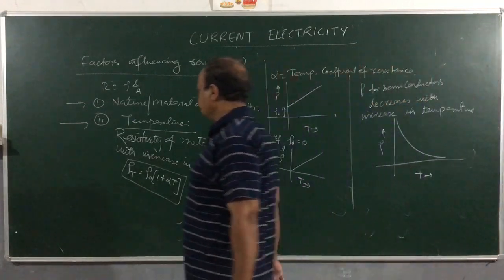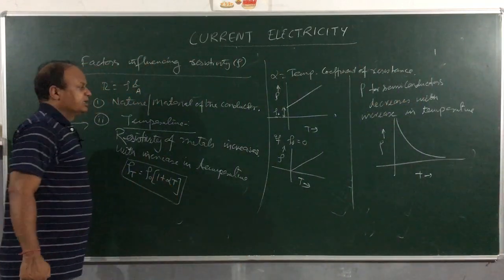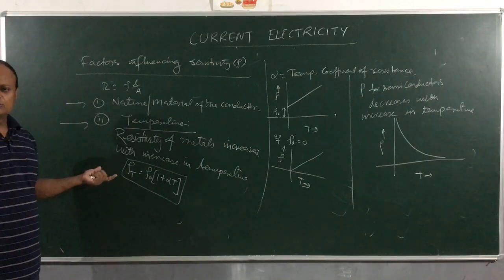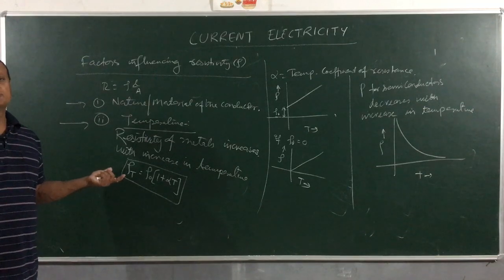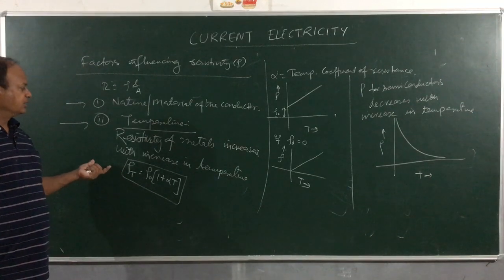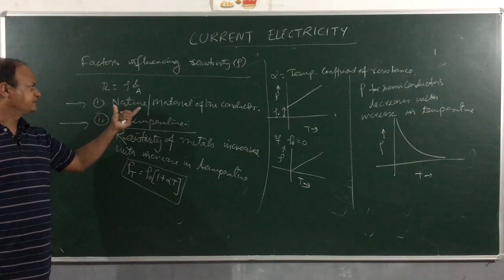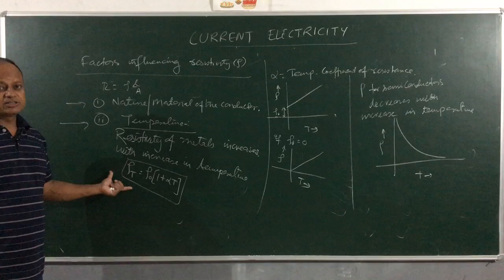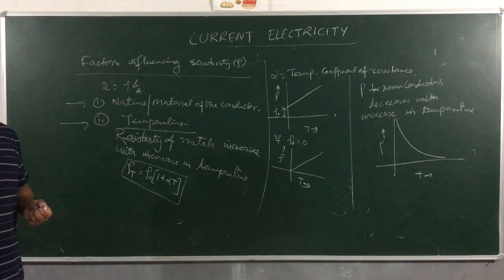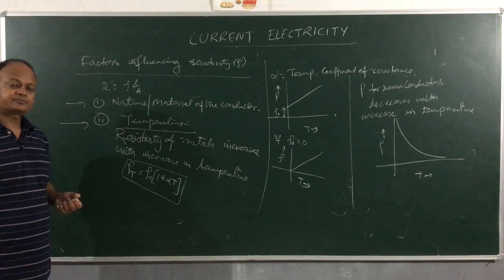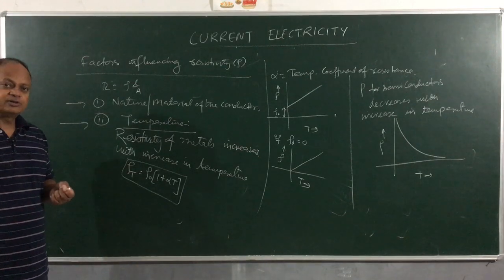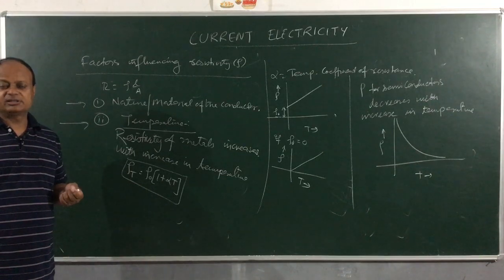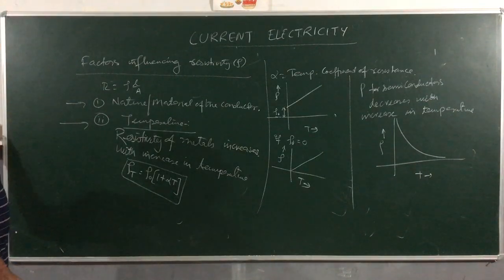So in this discussion, we understood the resistivity of metals will increase with increase in temperature, and only two factors will be affecting resistivity of metals. One is the nature of the metal and the other one is temperature. And we learnt a very interesting thing, the resistivity of semiconductors decreases with increase in temperature. Clear? And this should be kept in mind.